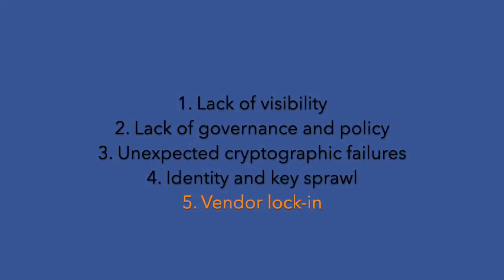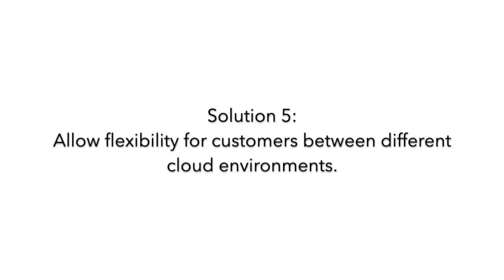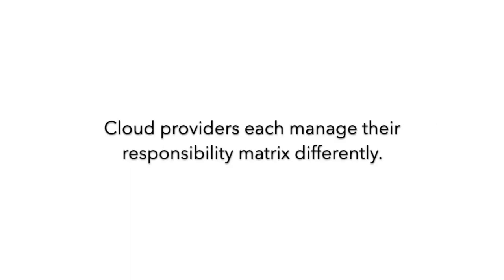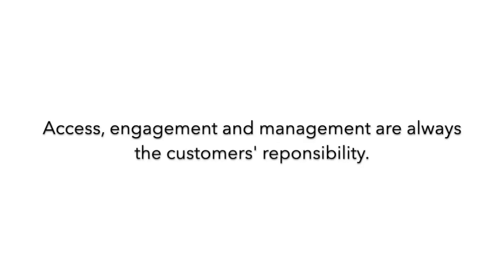For vendor lock-in, what we mean by this is primarily the notion that our customers require, whether it's technical flexibility or business flexibility, the ability to work between different cloud environments. 74-75% of all infrastructures and customers are leaning towards a hybrid cloud environment. That might mean multiple public cloud providers or any combination of them. That's got a really interesting aspect to it, which is that the way those cloud providers manage responsibility, their shared responsibility matrix, is going to be different in each case. It's almost always around access, engagement, and management. Those are the key things that are always the customer's responsibility.